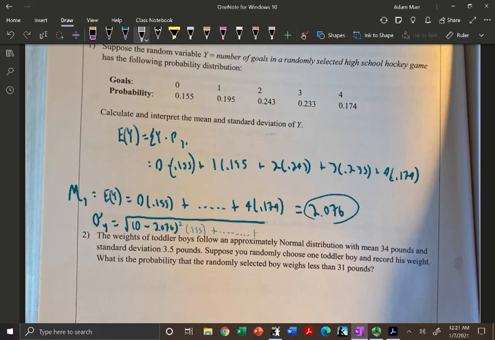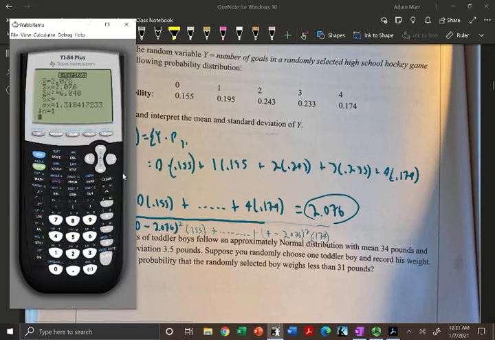So remember, actual value, which is 4, minus the mean, which is 2.076, squared, times the probability, which is 0.174. Remember, standard deviation, if you're asked to interpret it, is the average distance from the mean. So I'm just going to do this whole thing on the calculator though. This wouldn't have been too bad to do by hand, but some of them can be very long, kind of annoying.